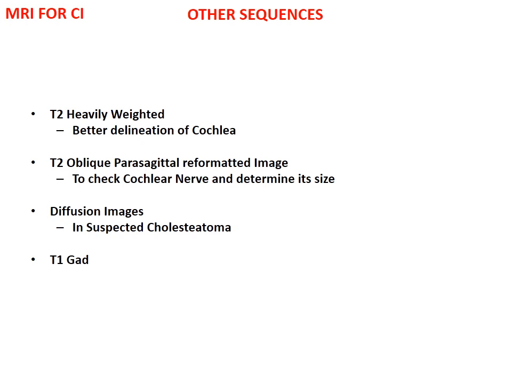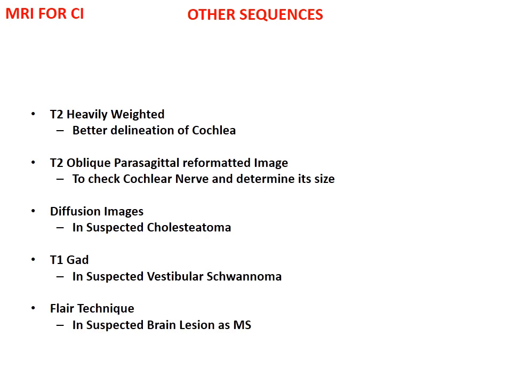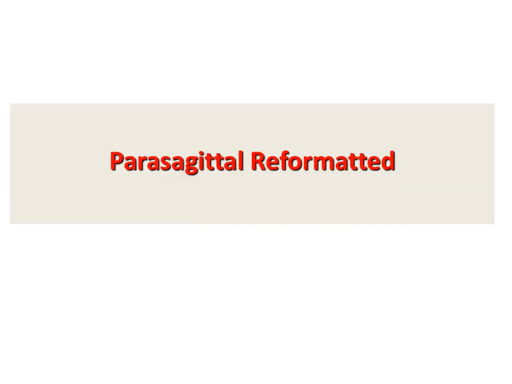If there is asymmetrical hearing loss or anything denoting a suspected mass lesion in the internal auditory canal or in the cochlea, we go for T1 with gadolinium. And if you suspect multiple sclerosis or brain lesion, you have to have a flare. We will have a separate video for the heavily weighted T2 images explaining the cochlea, coronal and axial view, the normal anatomical parts. But now we are going to discuss the other sequences.